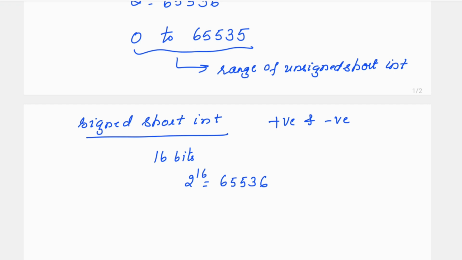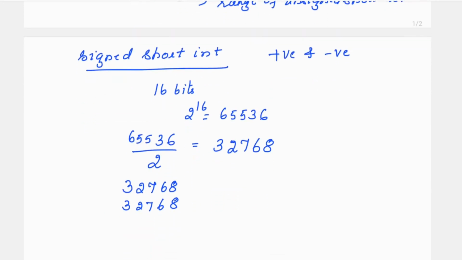So that is why we can equally divide this number into 2. What we can do is 65,536 divided by 2. If you do, you will get 32,768. So that means for positive values you are using 32,768 and for negative values 32,768. So when you add this, you are getting 65,536.